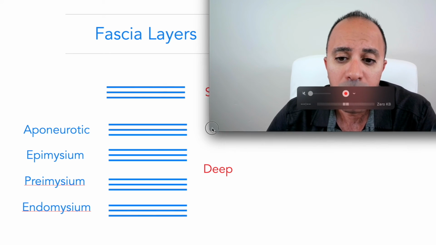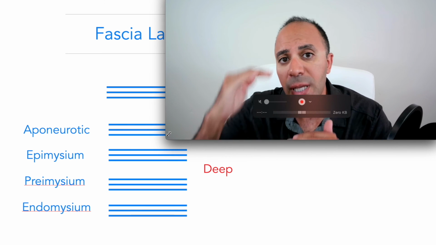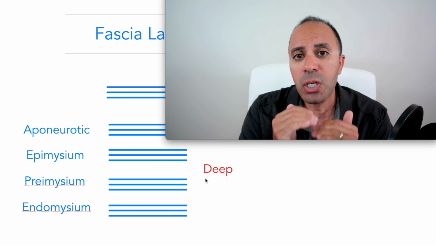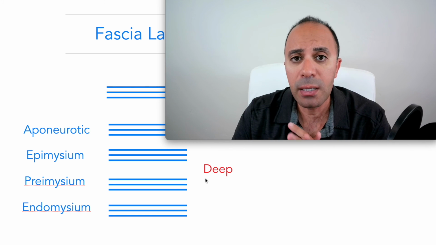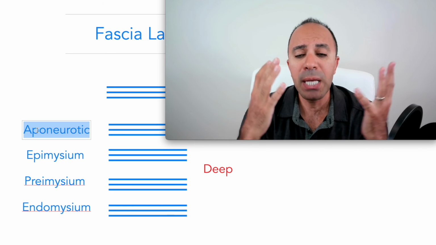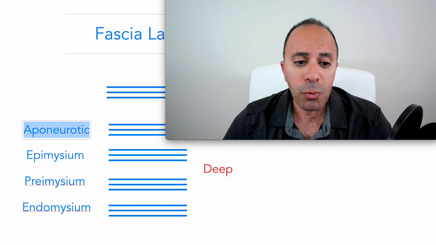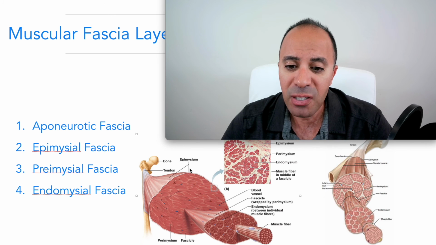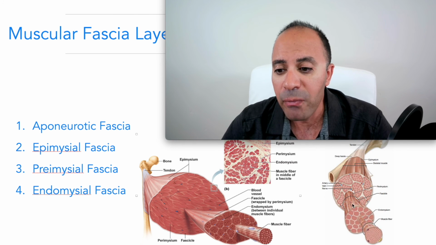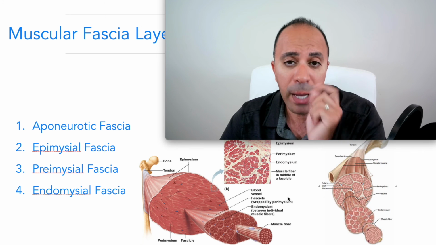There are actually two categories of fascia, superficial layer and deep layer. And the deep muscle fascia layer is divided into 4 layers. The first layer is the aponeurotic fascia. It's actually wrapping a group of muscles. And then we have the epimysium that's wrapping each individual muscle. Then the perimysium that's wrapping a bundle of fibers. And then at the end, we have the endomysium that's wrapping each individual fiber.